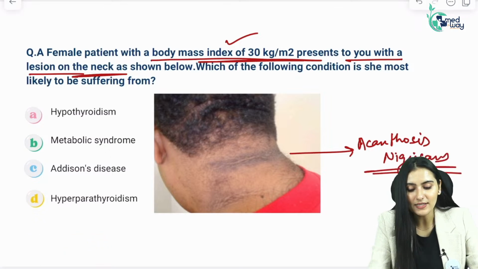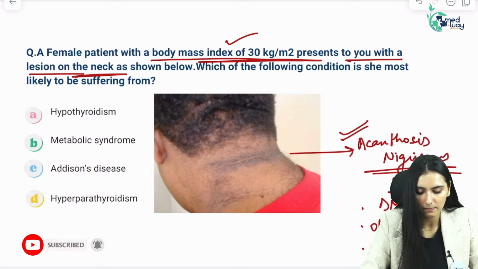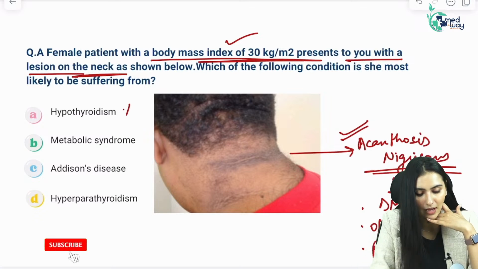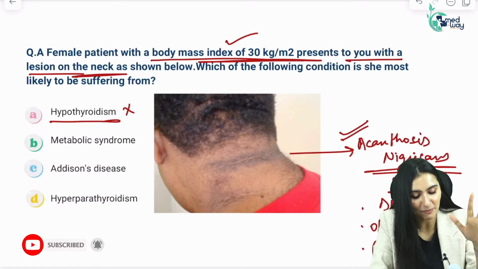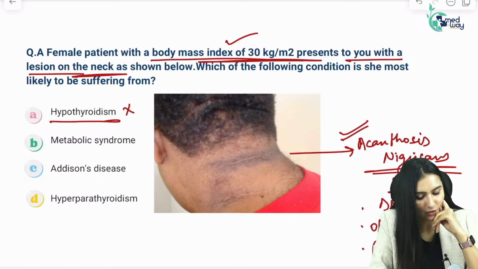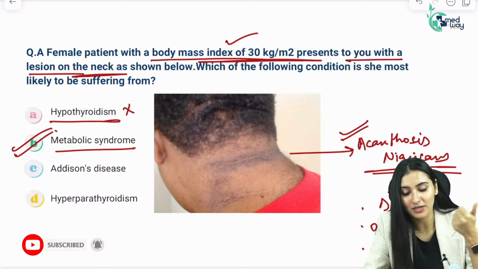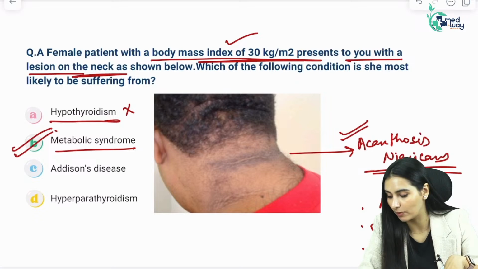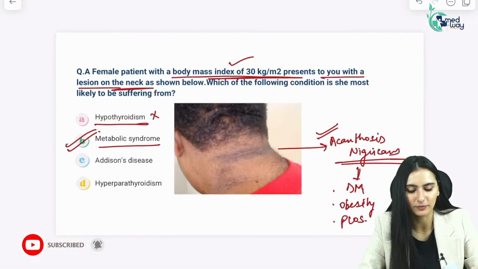What is acanthosis nigricans associated with? It is associated with diabetes, obesity, PCOS. Out of all of these, hypothyroidism? No, hypothyroidism are fat people, sorry. Hyperthyroidism are thin people, but does not come with acanthosis. Metabolic syndrome? Yes. Metabolic syndrome is associated with diabetes. There is obesity. Acanthosis nigricans, all of these are features of the same problem. Acanthosis nigricans, PCOD, obesity, yes, all of you have answered the question, good.